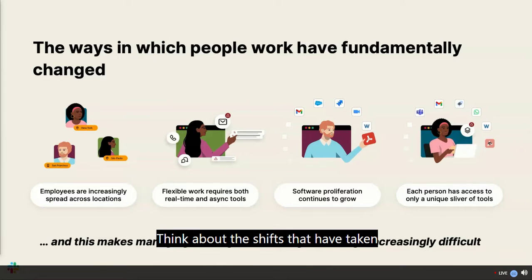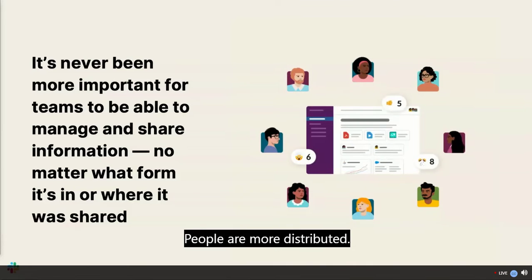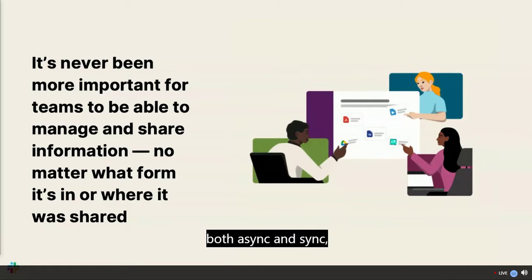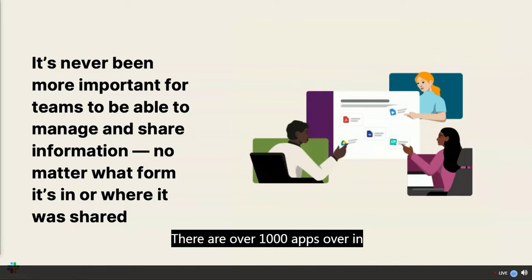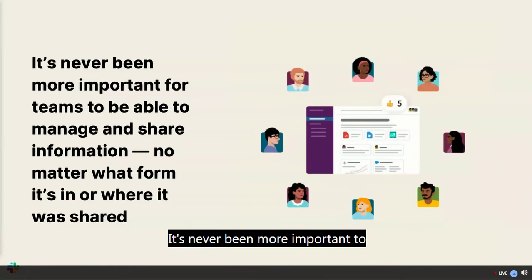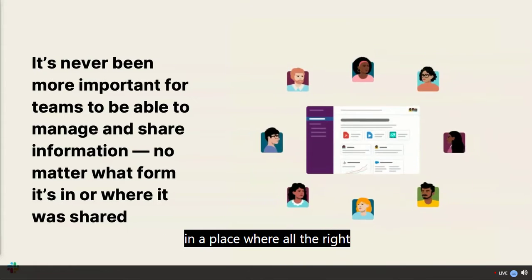Think about the shifts that have taken place over the last couple of years. People are more distributed. Employees want more flexibility in how they work, both async and synchronous. Enterprise tools continue to proliferate, with over 1,000 apps in the enterprise. It's never been more important to be able to organize information, no matter what form it's in, in a place where all the right people can access it.